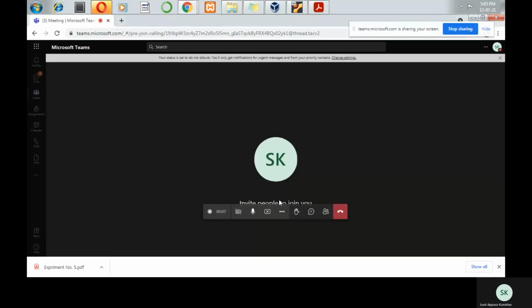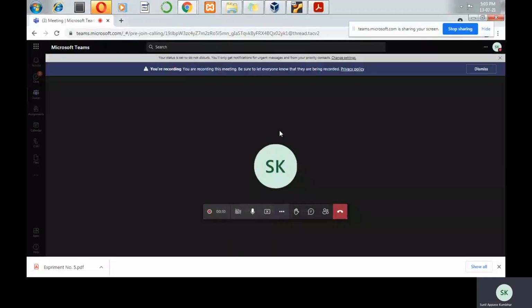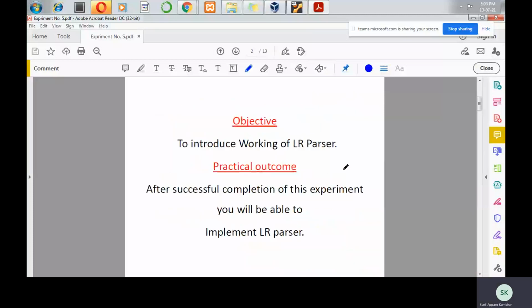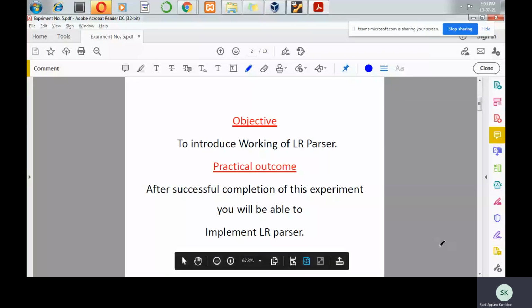Hello students. Today we are going to discuss experiment number 5, implementation of LR parser. Objective of this experiment is to introduce working of LR parser. After successful completion of this experiment, you will be able to implement LR parser.